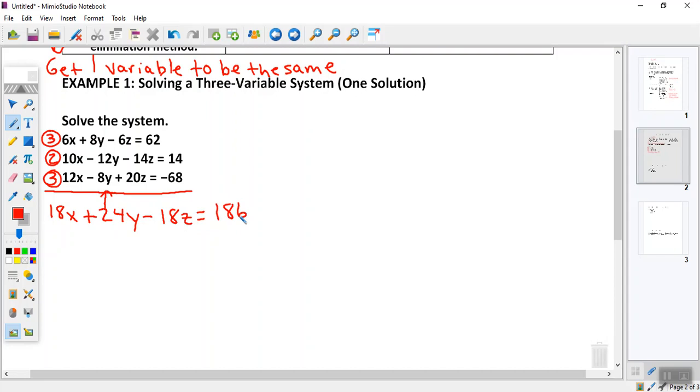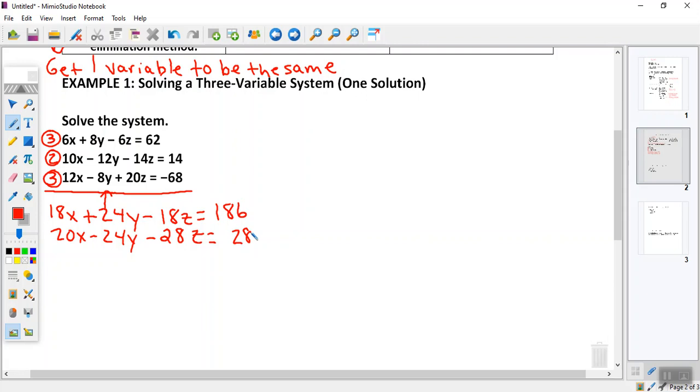Guys, I need help on the second row. Multiply everything by what? 2. So do you guys agree 20x minus 24y minus 28z equals what, kids? 28. Right? Are we good on the second row, kids?